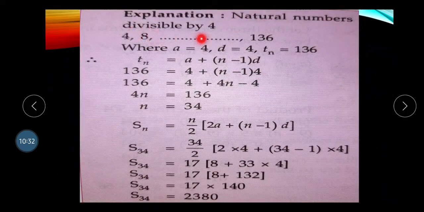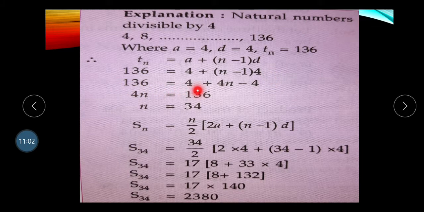Natural numbers divisible by 4 are 4, 8 and so on till 136. Here our first term is 4. The difference obviously will be 4 and the nth term is 136. Writing our formula, that is Tn equal to a plus n minus 1 times d. Substituting the values, 136 equal to 4 plus n minus 1 times 4.